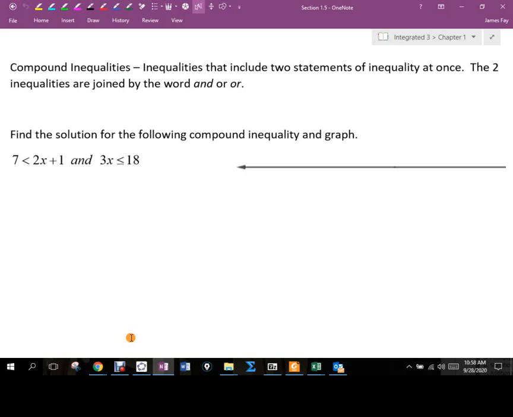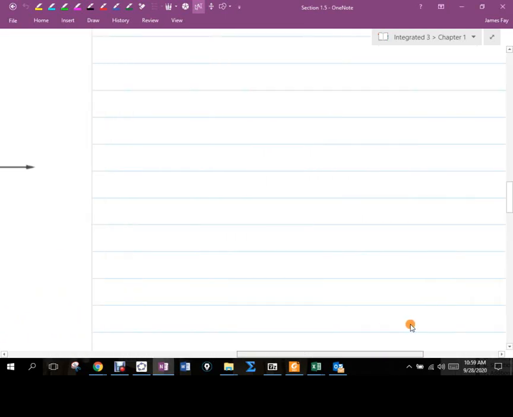So compound inequalities include two statements of inequality at once. It says the two inequalities are joined by the word "and" or the word "or." And the word "and" means something completely different than the word "or." And this is going to be a huge component to a lot of stuff that you do in mathematics. So it's important for us to come over here to the side and interpret what the word "and" means.